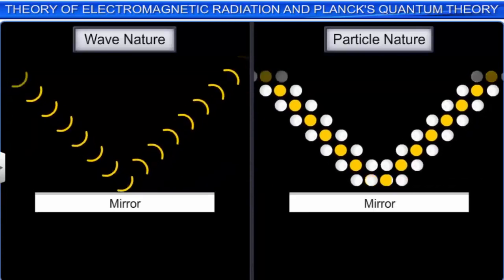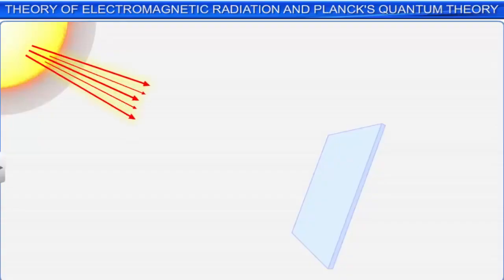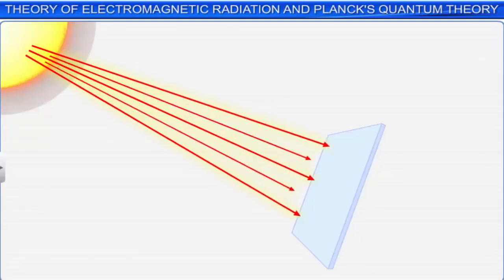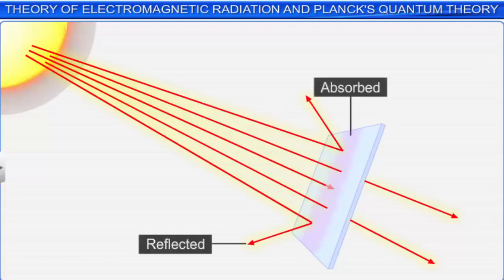First, let us understand the phenomenon of black body radiation, which was given by Max Planck in 1900. In general, when radiation strikes any surface of a body, part of it is reflected, part of it is absorbed, and part of it is transmitted.